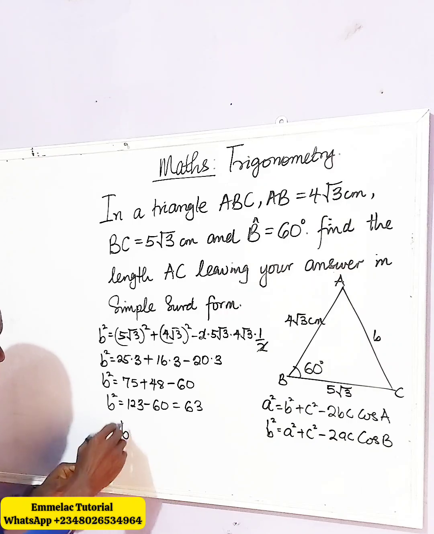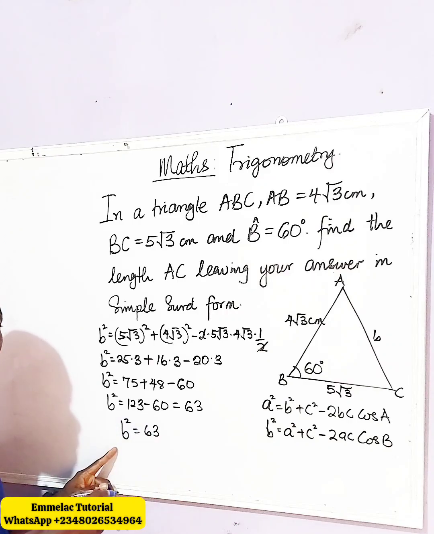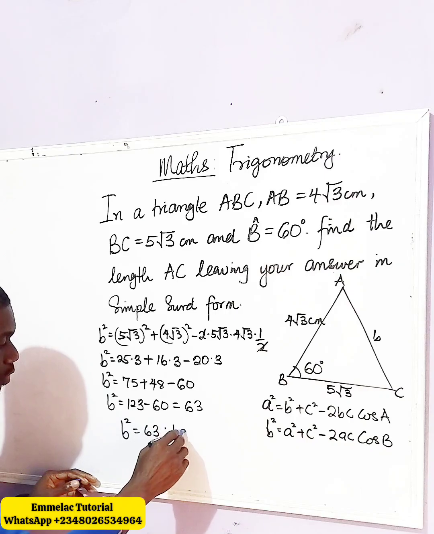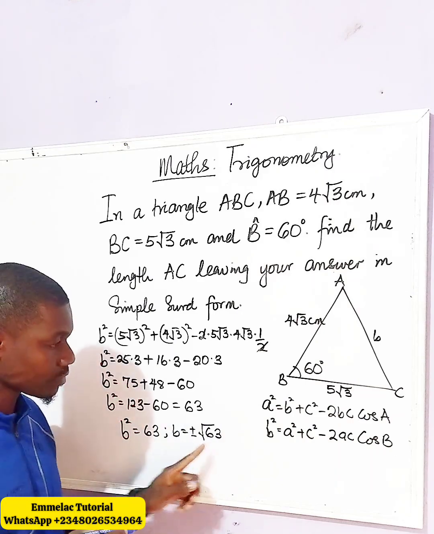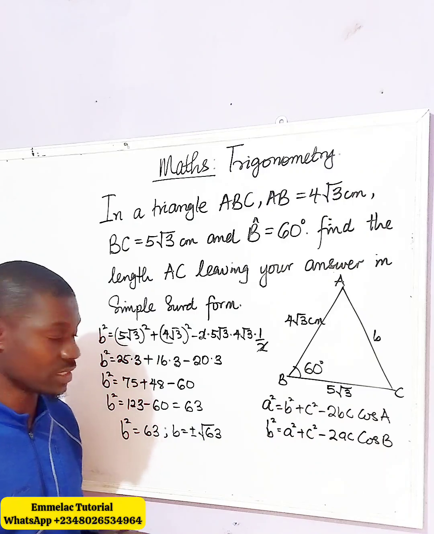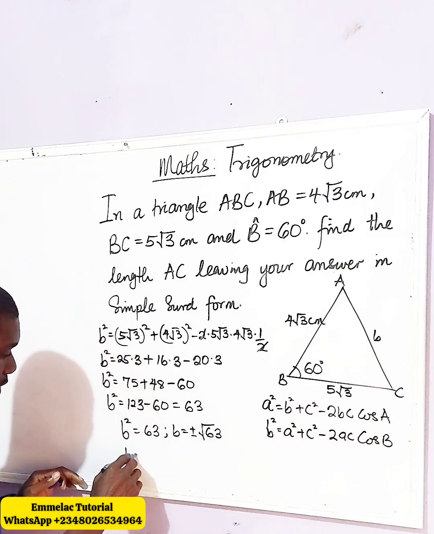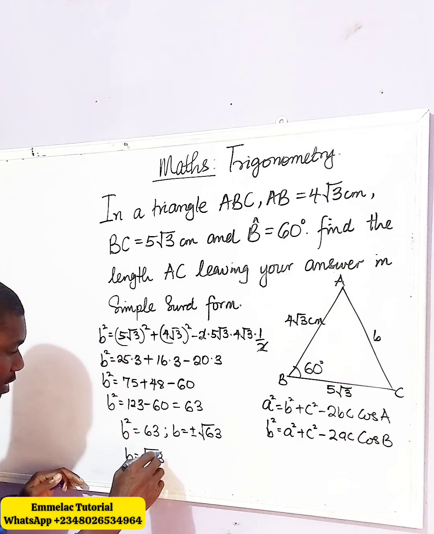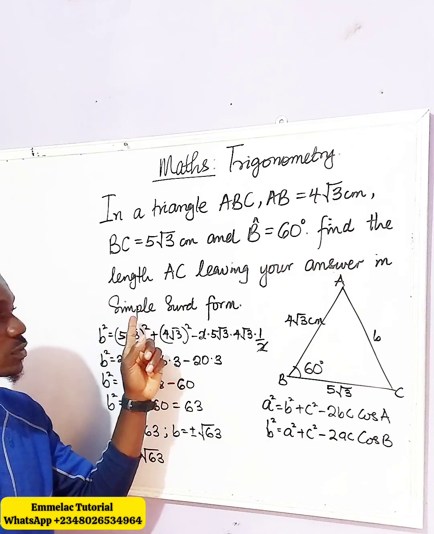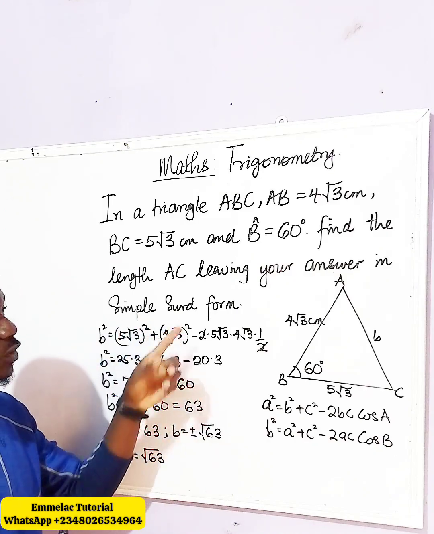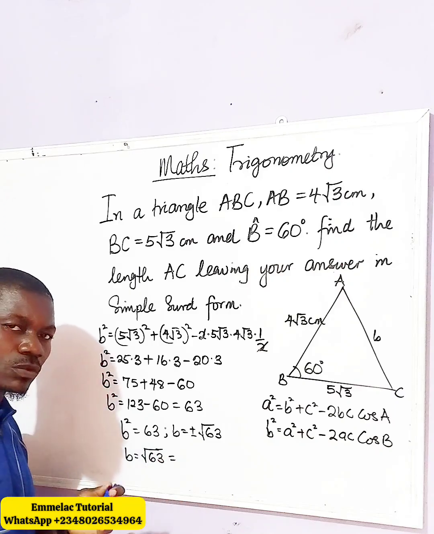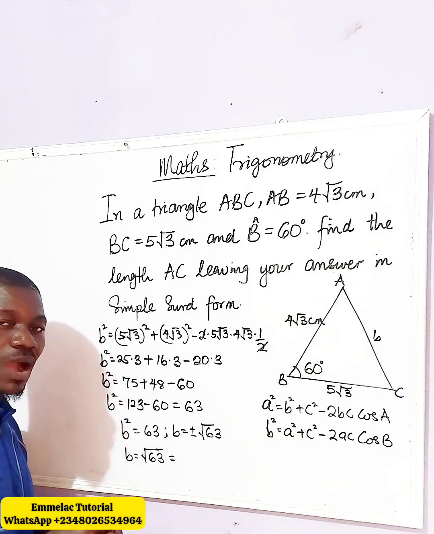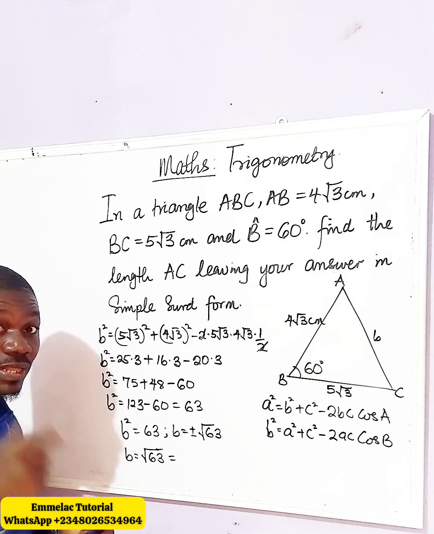So our b squared equals 63. So in this case now we are going to square root both sides. By square rooting both sides, we have that b will now be plus or minus the square root of 63. But because here our negative will be invalid, we now say that b equals the square root of 63. But in this case, the question tells us to simplify it to its simplest form. So 63, now, what two numbers will you multiply to give you 63, and one of those numbers must be a perfect square number? That should be 9 and 7.